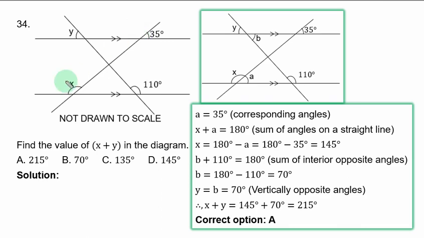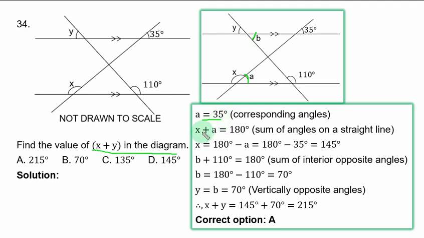Question 34. Find the value of s plus y in the diagram. To get s and y, you have to mark other angles, because to get s, you need this angle. So we mark that angle as A, and to get y, this angle is needed because y is equal to B. Now A is equal to 35 degrees, that is corresponding angles.